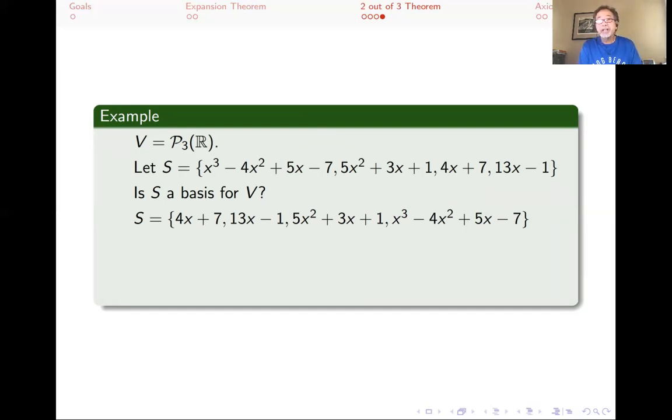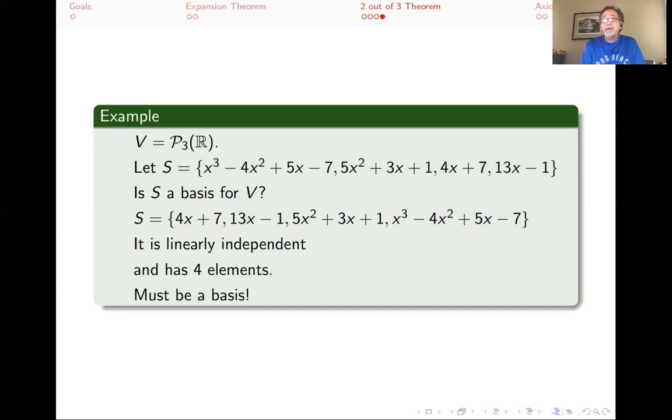None of them is a linear combination of the ones before, and I could see that without any calculation, and so it is linearly independent. By the 2 out of 3 theorem, because it has 4 elements, it's a basis. I don't have to check spanning.